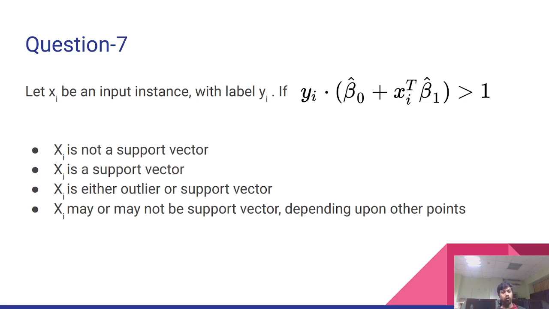So you have an SVM and you have an input, and the input and its label satisfy this equation. What can you say about that input, that example? Is it a support vector? Is it not a support vector? It can be both.